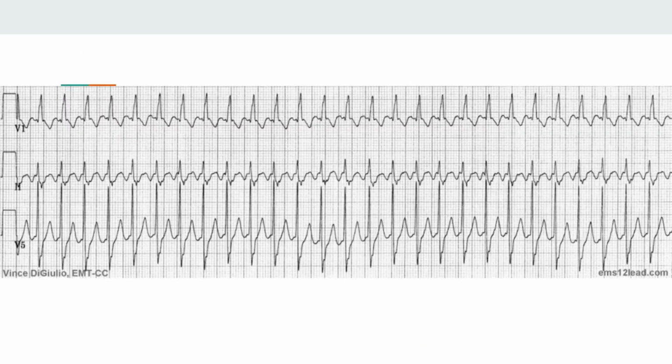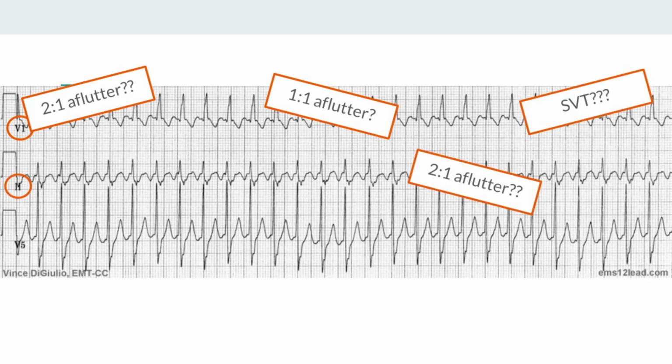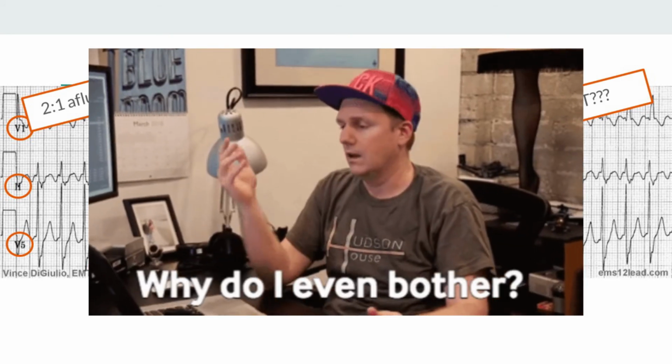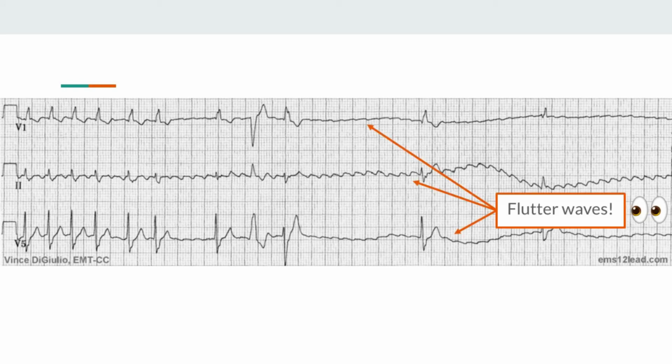In this example, V1 looks like it could be 1-to-1 or 2-to-1 atrial flutter or SVT. V2 looks like it could be 2-to-1 atrial flutter, and V5 looks like SVT. So basically, I don't have a clue what it could be. And here's what happened with adenosine. Again, we're able to see flutter waves, making this atrial flutter.